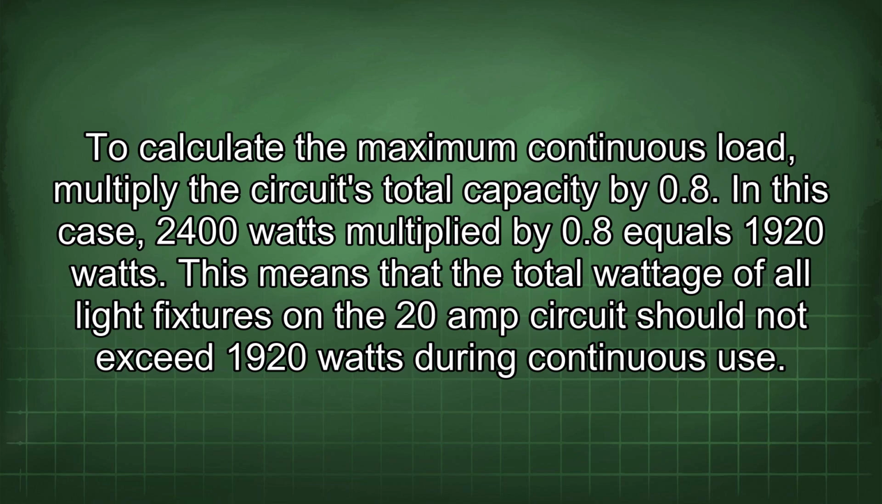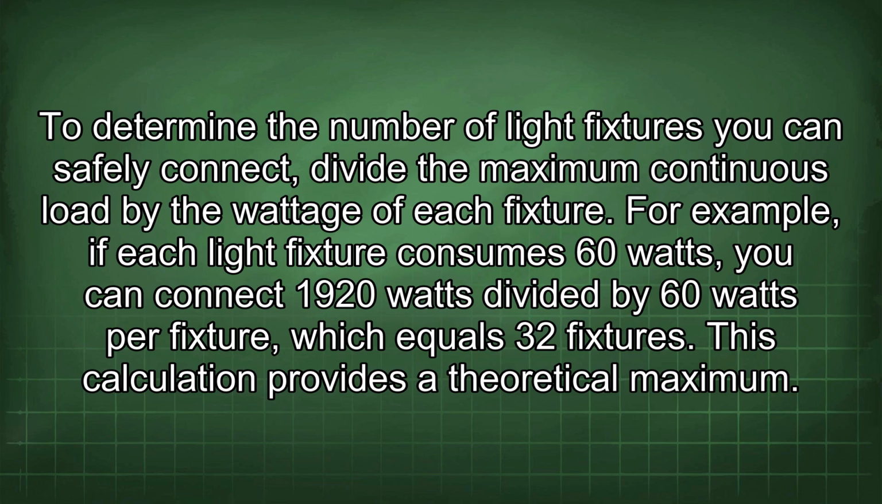during continuous use. To determine the number of light fixtures you can safely connect, divide the maximum continuous load by the wattage of each fixture. For example, if each light fixture consumes 60 watts, you can connect 1920 watts divided by 60 watts per fixture, which equals 32 fixtures. This calculation provides a theoretical maximum.